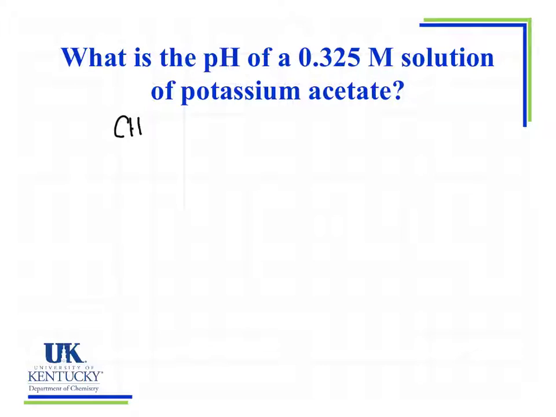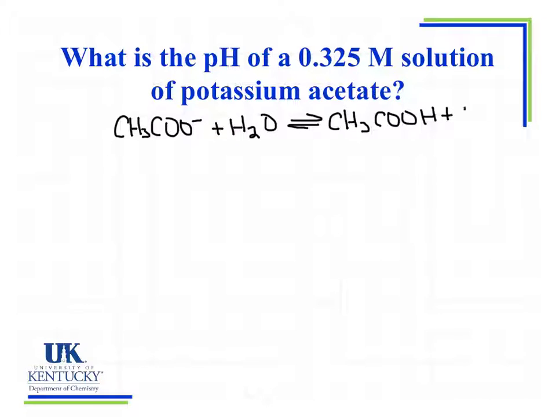So CH3COO- plus water in equilibrium with CH3COOH plus hydroxide. Now that we have our equilibrium reaction, we can set up our ICE table. So we have I for initial, C for change, E for equilibrium.